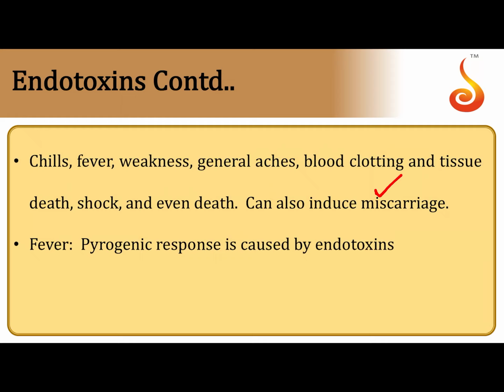One of the responses which is very prominent in endotoxin is that they enhance the body temperature of the infected person, and that is called a pyrogenic response. So pyrogens are chemicals released by the cells of our immune system which increase our body temperature, and this is referred to as the pyrogenic response.